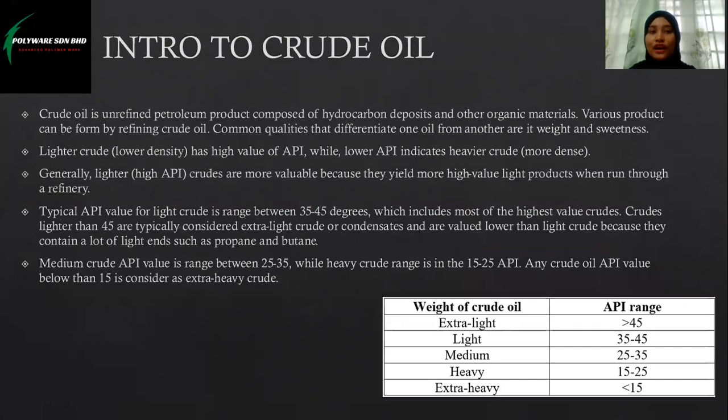Intro to crude oil. Crude oil is the unrefined petroleum product composed of hydrocarbon deposits and other organic material. Organic products can be formed by refining crude oil. The common quality by which one crude oil differs from another is their weight and sweetness. The lighter crude, with lower density, has a high value of API, while a lower API indicates heavier crude. From the slide, there are the weight of the crude oil and API range.